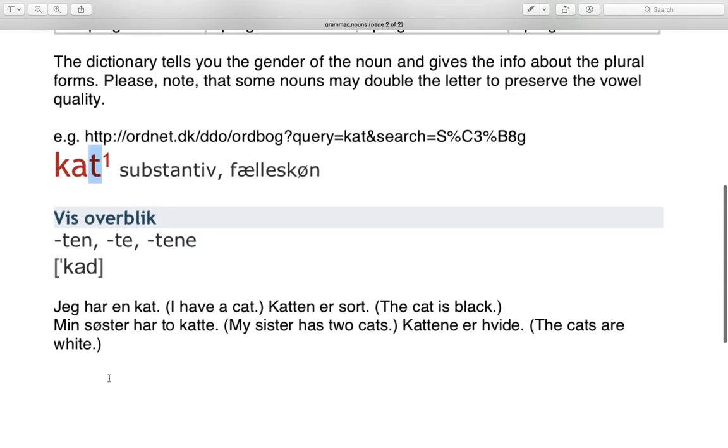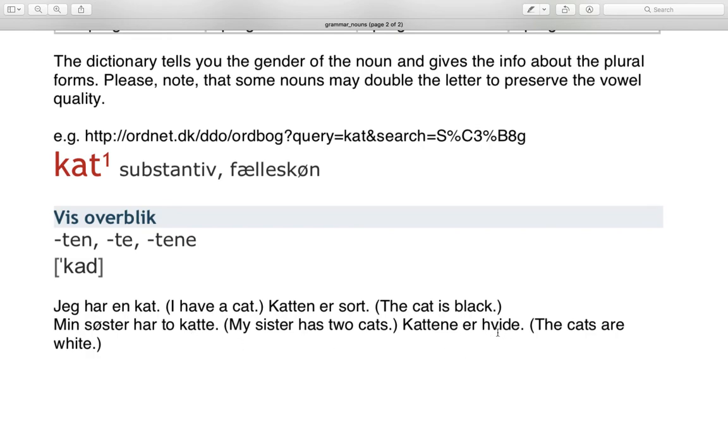Let's have an example. Jeg har en kat. I have a cat. Katten er sort. The cat is black. Min søster har 2 katte. My sister has 2 cats. So you see, I add e, but I also double the consonant because it's a short word, and we have to keep the vowel short. Kattene er hvide. The cats are white.